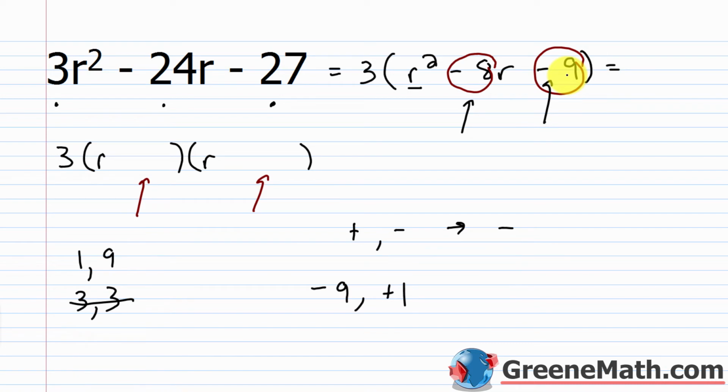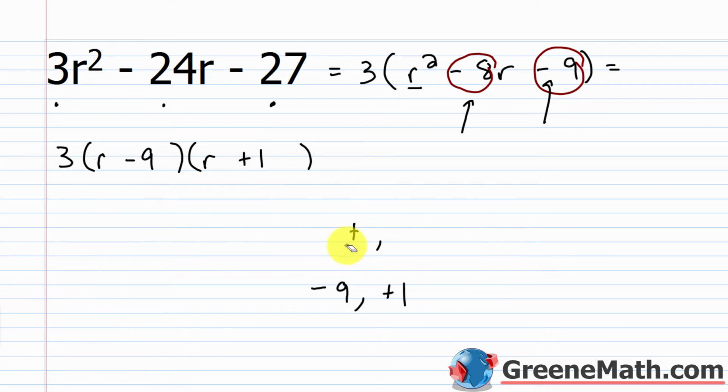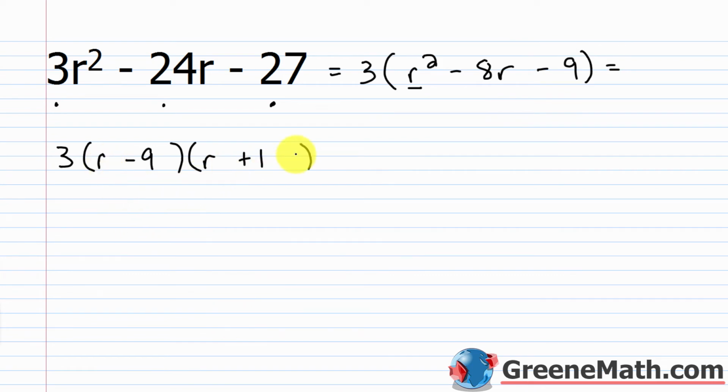So my integers would be negative 9, so I'll put minus 9, and positive 1, so I'll put plus 1. And again, I like to check things. So let's erase all this. And let's do r times r, that's r squared. And then r times 1, that's plus r. Negative 9 times r, that's minus 9r. And then negative 9 times 1, that's minus 9.